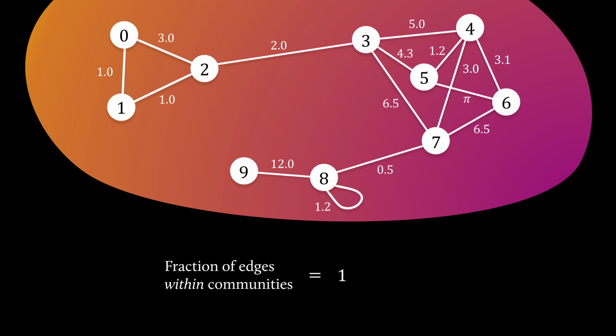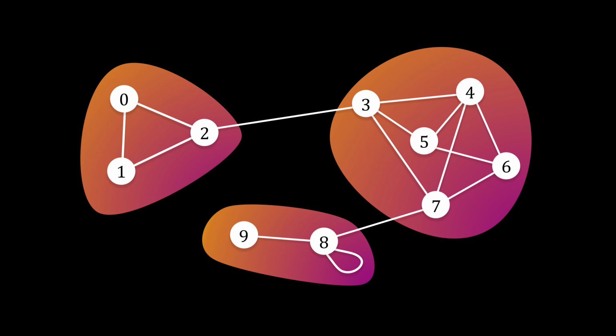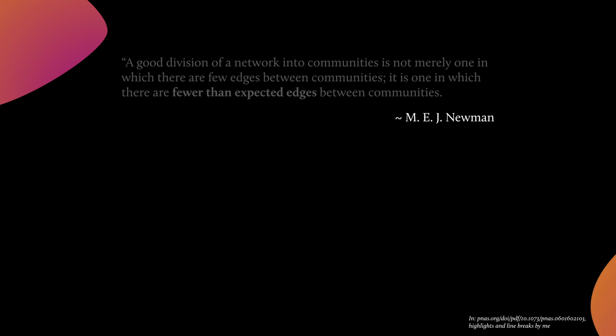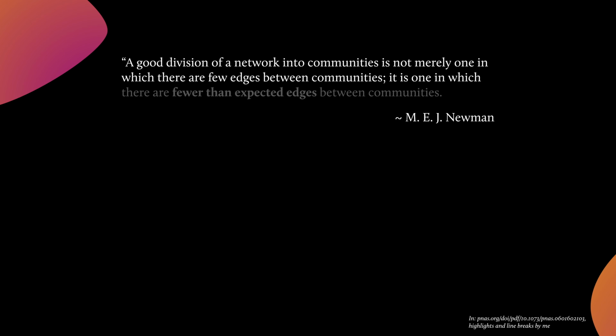But we can actually make it work. So far we just counted edges or their respective edge weights and aimed for a high fraction of edges within communities. But apparently that's not enough to constitute a reasonable metric. Here's a quote by Newman, who, together with Girvan, originally introduced modularity to the research community, pun intended. A good division of a network into communities is not merely one in which there are few edges between communities. It is one in which there are fewer than expected edges between communities. Emphasis on fewer than expected edges, not just fewer.